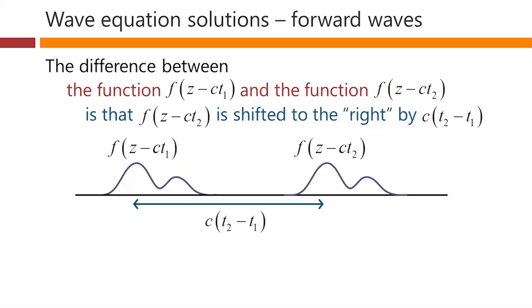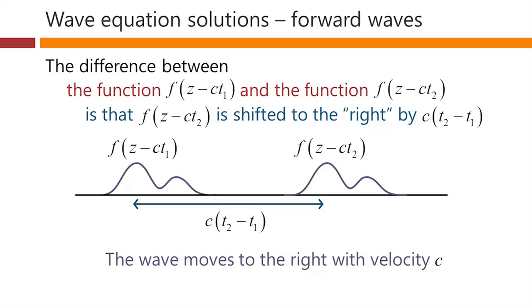So this is a function that, as time goes forward, is moving to the right. It's moving to positive values of z. So let's just look at that. The wave is moving to the right with velocity c.